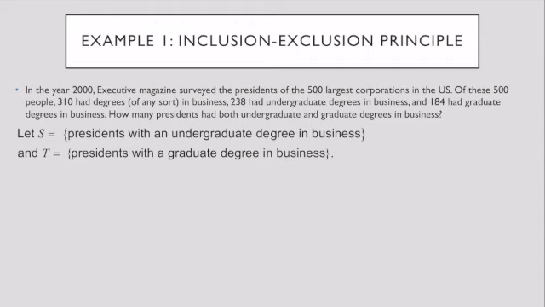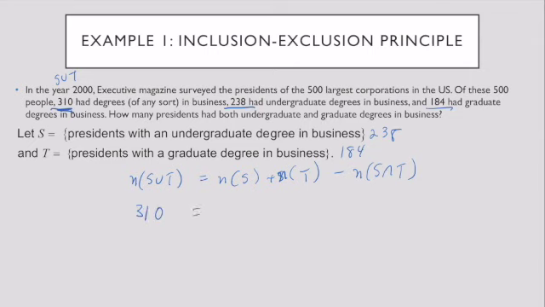So I know that the size of S union T is the size of S plus the size of T minus the size of their intersection. I'm told that 238 have an undergrad degree in business, 184 had a graduate degree in business, and I have 310 who have a business degree of any sort. That's going to be S union T. So I have 310 equals 238 plus 184 minus the intersection.